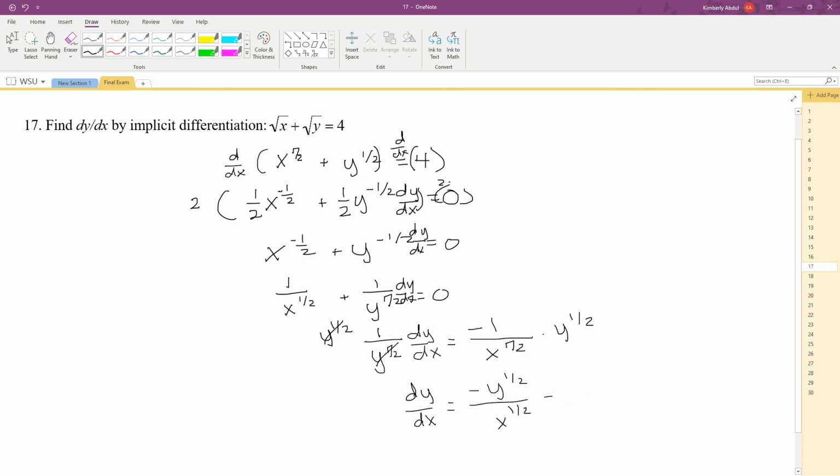Or equivalently, you could also write it as negative the square root of y over the square root of x. Or even you could write it as negative the square root of y over x.